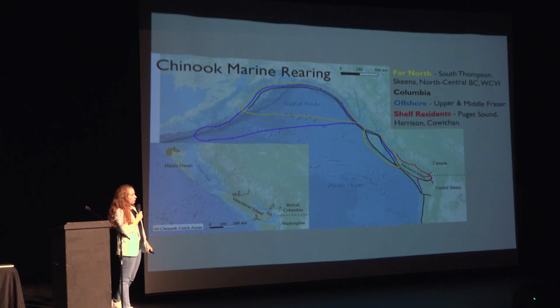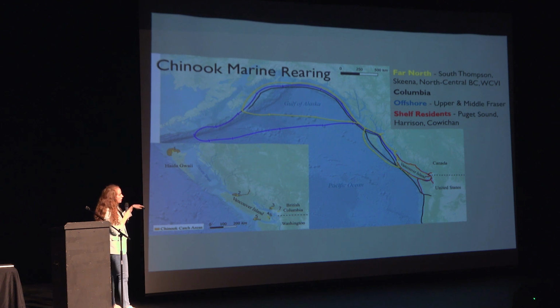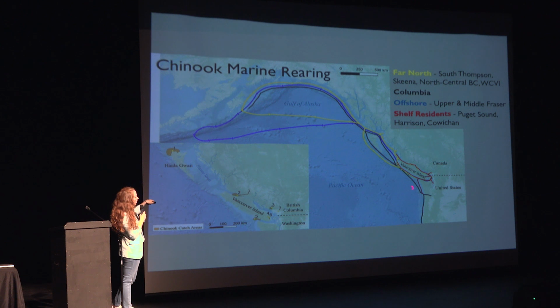Okay, and then in this figure we used a variety of background research, tagging information, and known marine rearing to visualize the marine distribution of the 10 different stocks. So here on the right, we have a group of far north migrating Chinook. The Columbia is unique in and of itself. They have a lot of different marine rearing life histories, but the ones that we collected have this kind of coastal marine distribution, but a little bit far north. And then we have our offshore Chinook stocks, and then the shelf resident marine rearing Chinook in red.